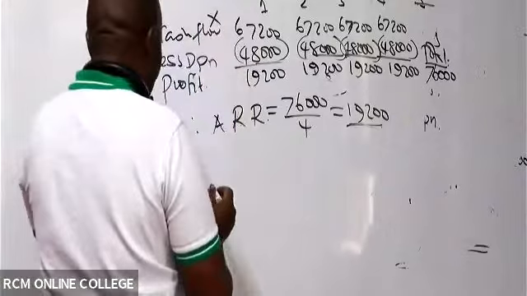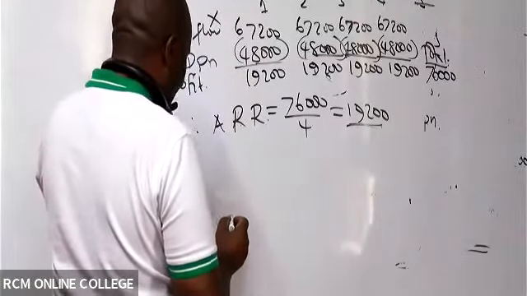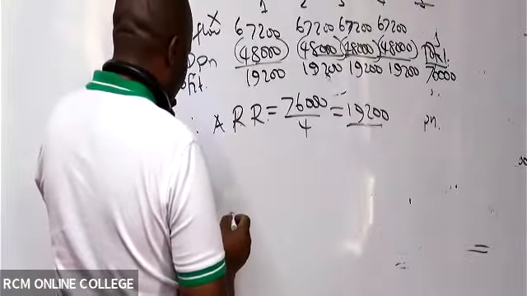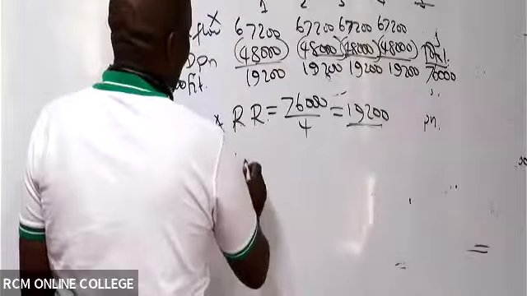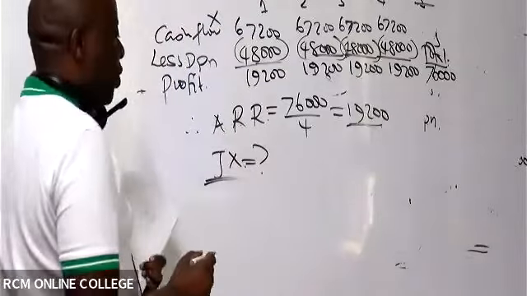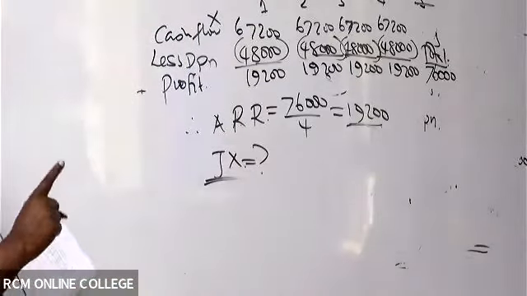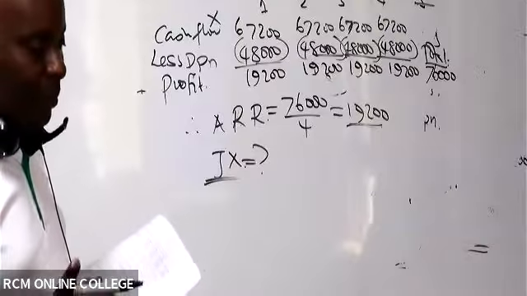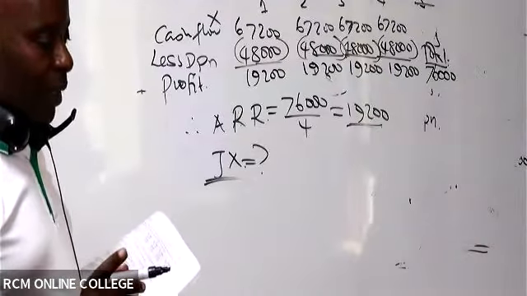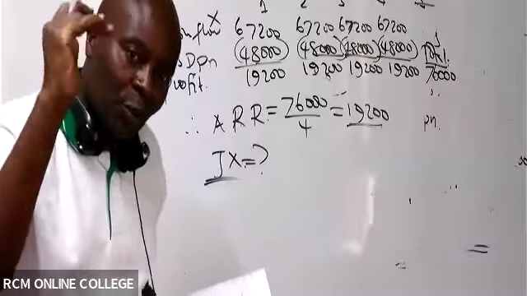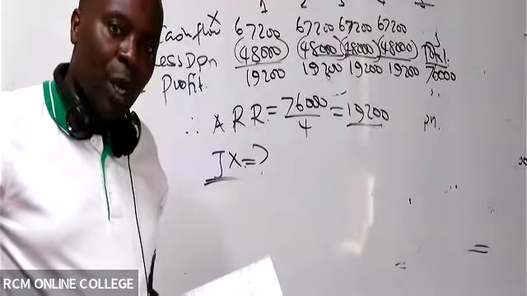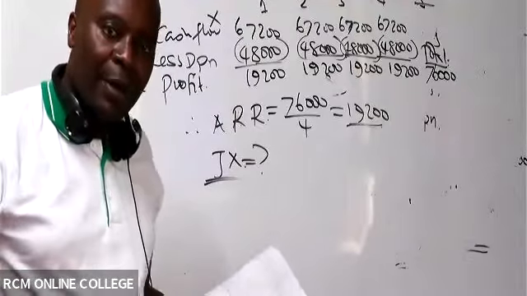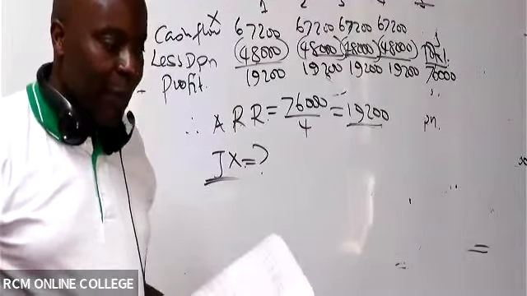Can you kindly do the next project, which is project Y? Now this one is yours. Can you take this as an assignment? You do it later. It's very easy. You simply take the cash flows given, you chop the depreciation, you are left with profits. Add them, divided by 4.